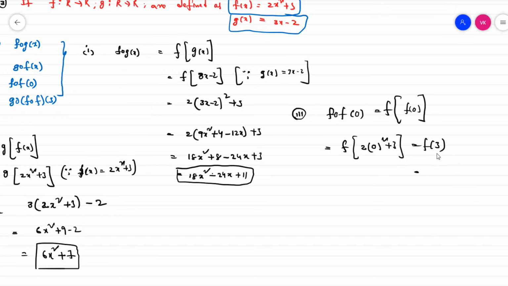Now again, f of x we know is 2x square plus 3. Now put the value in the variable. So 2 of 3 square plus 3. Then we can write 2 into 9 plus 3. That means 18 plus 3. Finally we get 21. This is the third one. Let's go for the fourth one.